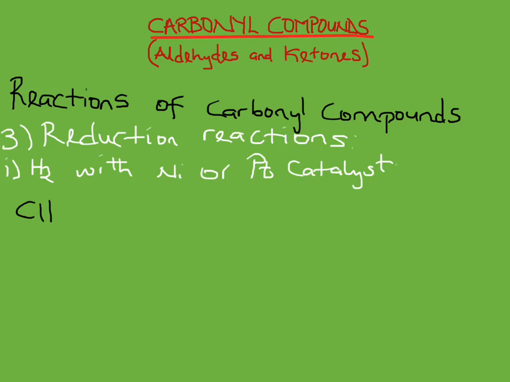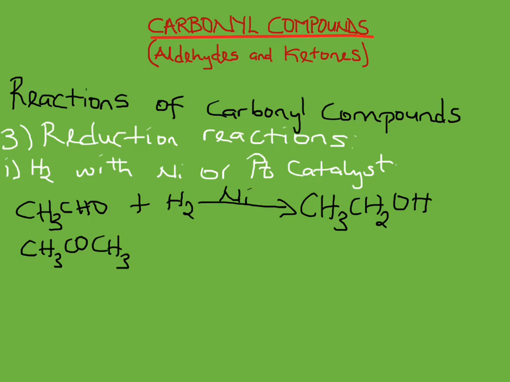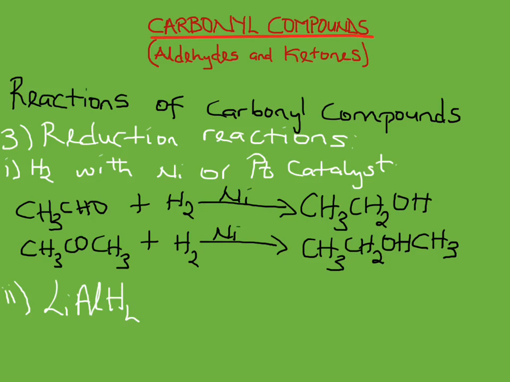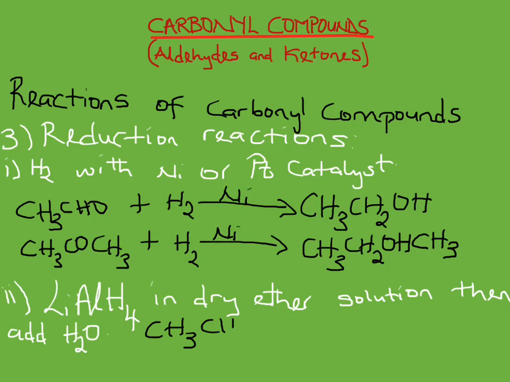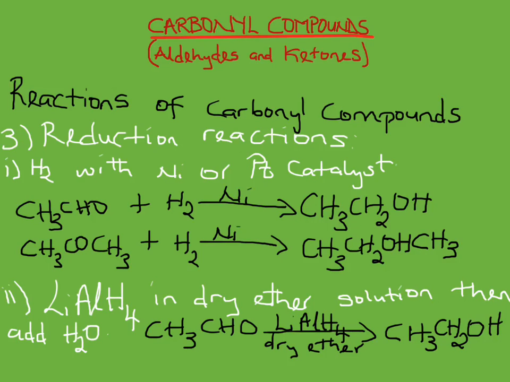The first reagent we're looking at there is being reduced with hydrogen and a catalyst of nickel or platinum. You see that ethanal in the presence of hydrogen and nickel catalyst is going to yield us ethanol, that's a primary alcohol. Propan-2-one is being reduced with hydrogen in the presence of nickel catalyst to give us propanol, that is a secondary alcohol.